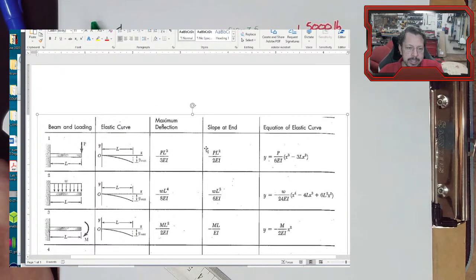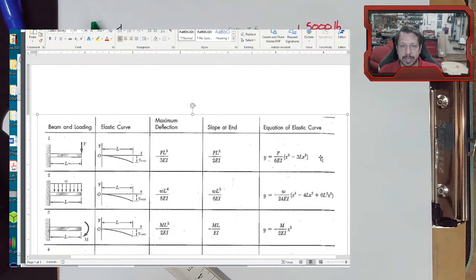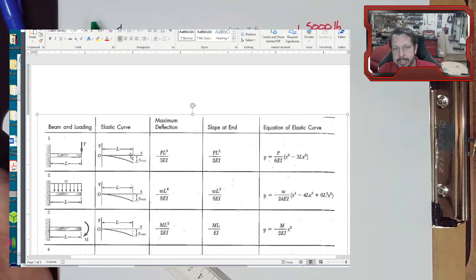This is the slope in radians at the end of the beam. So this beam is sloping in some direction, and this is that angle measure, but in radians. This equation on the far right is called the equation of the elastic curve, and if you were to plot this equation, which we'll do in a second, we'll put it in MathCAD and plot it, it would give us the shape of the beam as it deflects. So right now, let's just use this maximum and do PL cubed over 3EI. Negative because we're deflecting downwards.